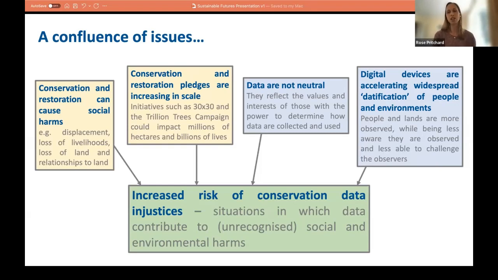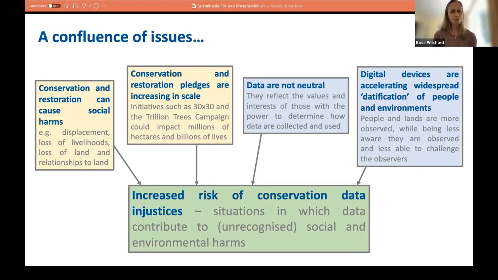So with initiatives like the 30 by 30 campaign, you could potentially have conservation initiatives that are impacting millions of hectares of land and billions of people's lives. A lot of those impacts are likely to be in countries of the global south where biodiversity is still high, but also levels of social deprivation are quite high. So how you do that sort of upscaling in a way that's going to protect or increase biodiversity while minimizing social harms is a really important question that we're facing right now.